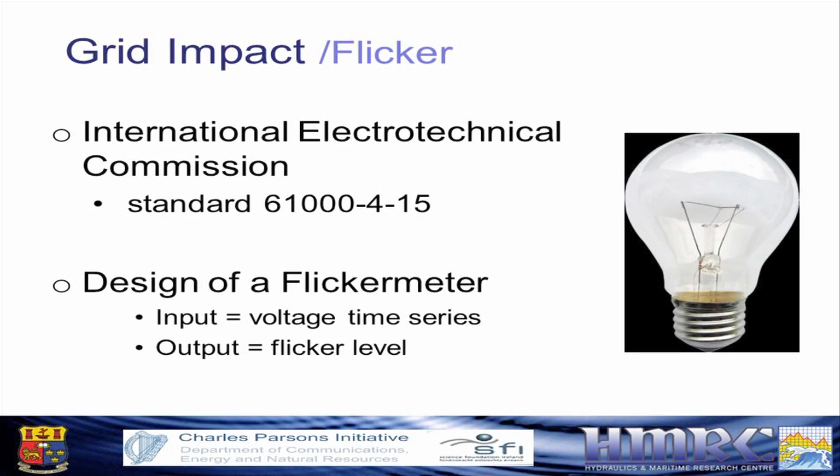There's been a huge amount of work undertaken by the International Electrotechnical Commission to design a tool that would represent the flicker from a light bulb. And this tool is called a flicker meter. So technically, it takes a voltage time series as input and outputs the flicker level. So how does that work? The first stage would take a voltage time series like the one we can see here.